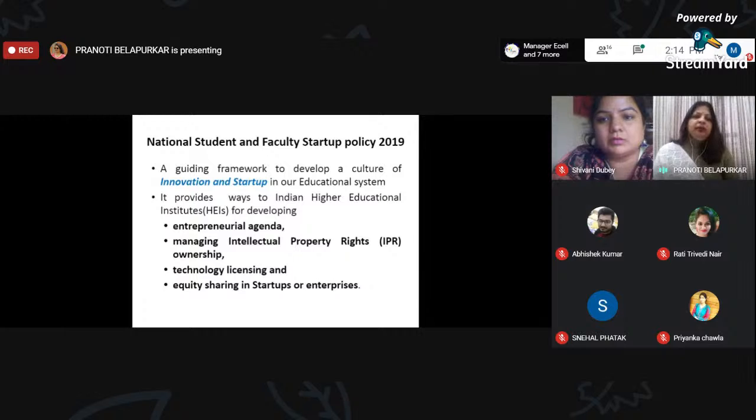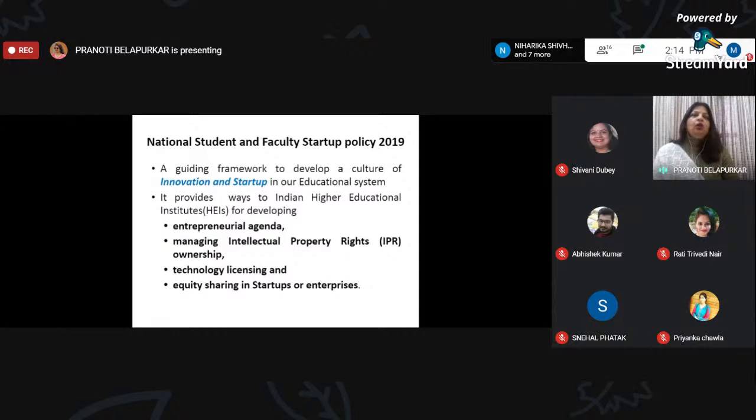That means it gives you liberty. It gives you that platform where you can actually involve in not only ideating, making that idea into a product, and moving ahead in the form of a financially viable startup. So first of all, that culture needs to be developed in our educational system. So this framework actually focuses mainly on that.